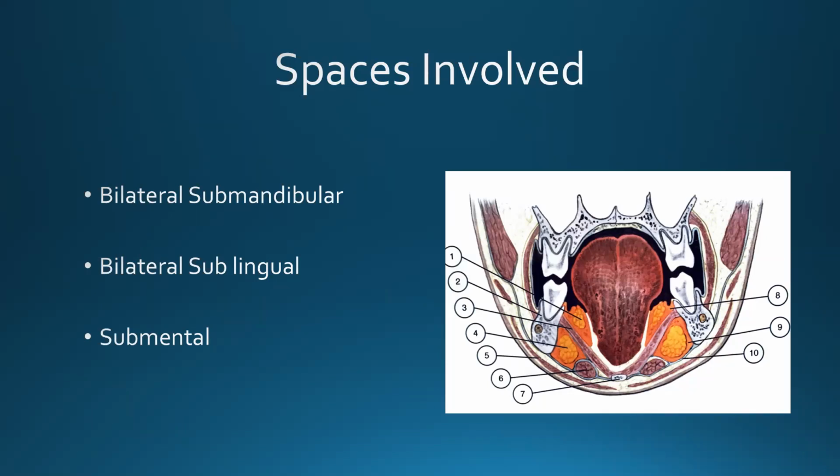Let me emphasize that again. If the disease is not involving bilateral submandibular and sublingual spaces, it is not Ludwig's angina. It is merely a space abscess of that particular side. So it can be right side, it can be left side, but it cannot be Ludwig's angina.